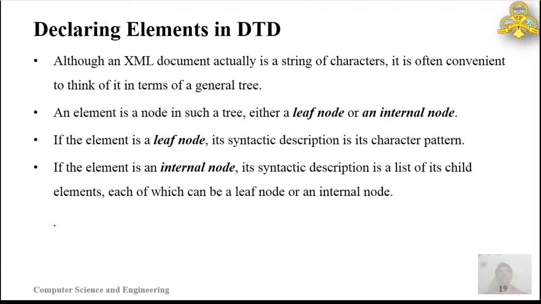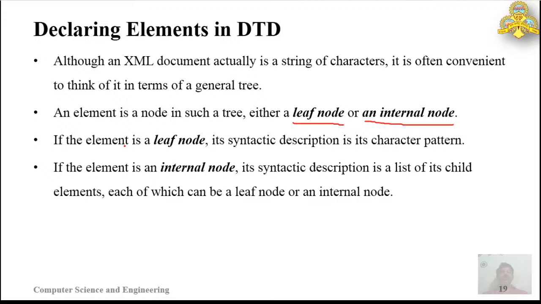Declaring elements can be considered as constructing a general tree in an XML file. If we consider the XML data structure as a tree, then the first element that we'll encounter is the root node, and the last node, which doesn't have any child node, will be considered a leaf node, and any node in between the leaf node and the root node will be an internal node.